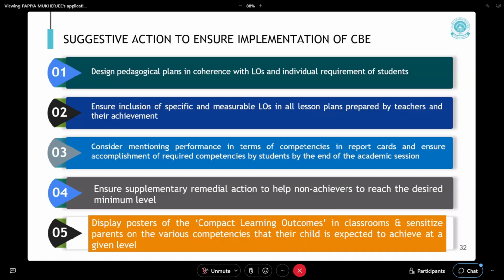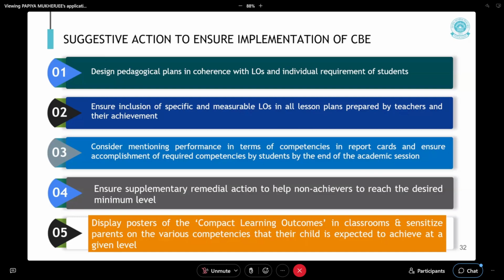How do you ensure implementation of CBE, competency-based and experiential learning in your schools? You need to design a pedagogical plan which should be coherent with the learning outcomes. Include specific and measurable learning outcomes in all lesson plans by teachers and assess their achievement. Performance should always be mentioned in terms of competencies. Supplementary action, remedial action, should always be taken to help non-achievers reach the desired minimum level.